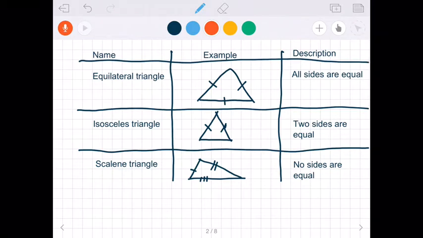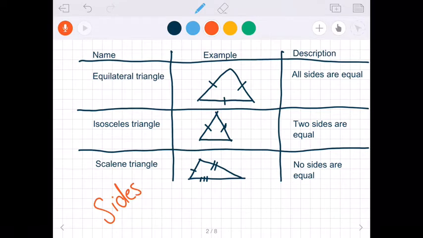All right, hopefully you wrote that in an equilateral triangle, all sides are equal. In an isosceles triangle, 2 sides are equal. And in a scalene triangle, no sides are equal. So once again, this is naming triangles according to their sides. We can also name triangles according to their angles.